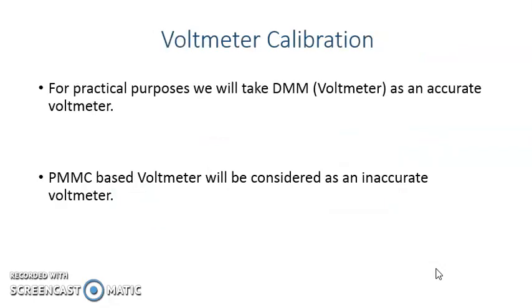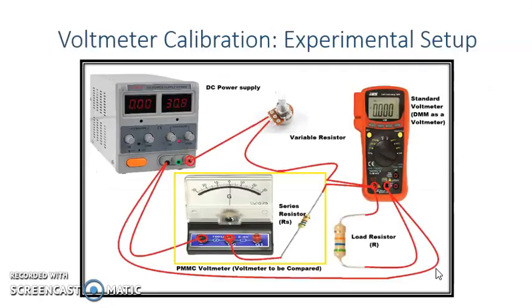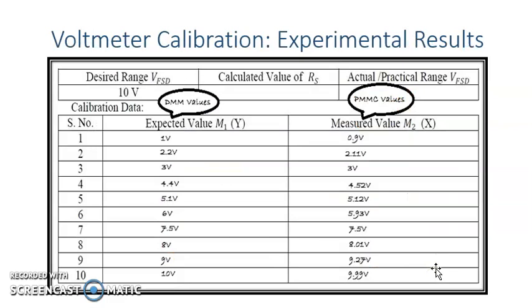We'll do the same procedure as we did for the ammeter, that is we are going to construct a circuit and varying the voltage through voltage source or variable resistor, we are going to determine different values of voltages. So one set of voltages will be true values, that is from accurate voltmeter, and the other set will be from the PMMC based inaccurate values. So using these two set of values, we are going to come up with the regression line.